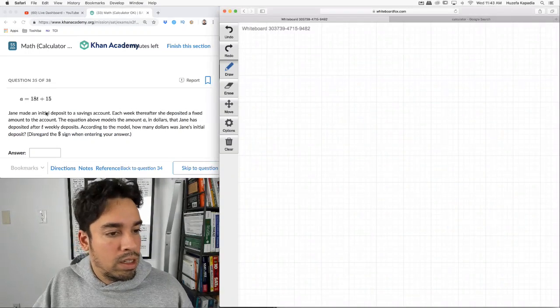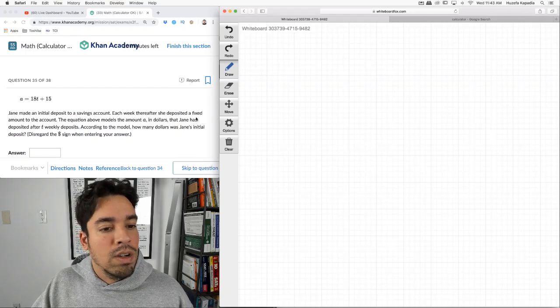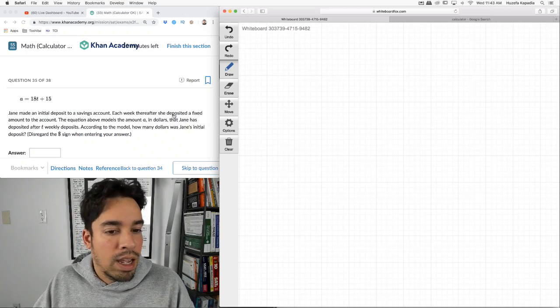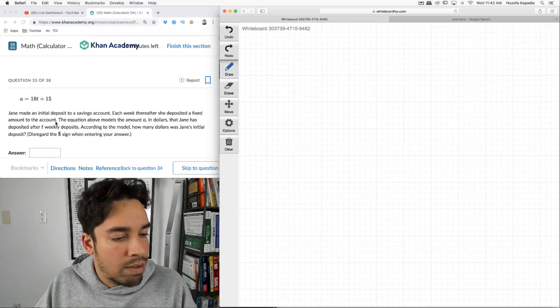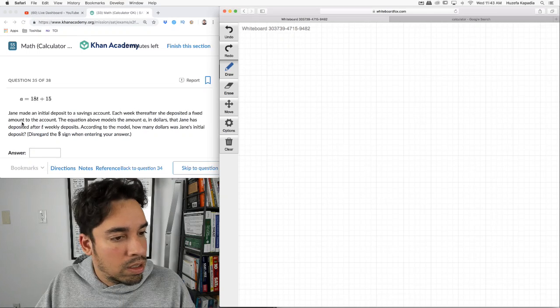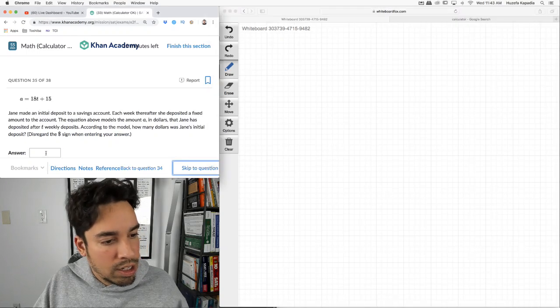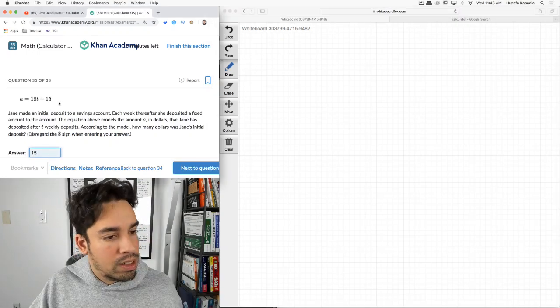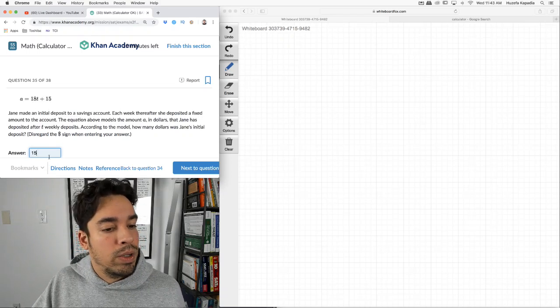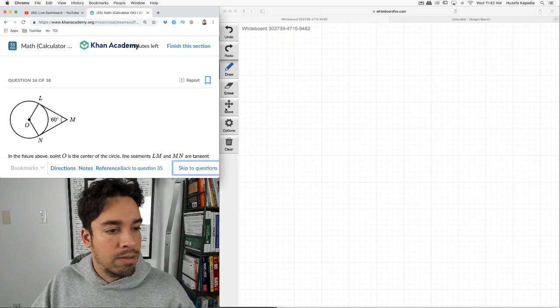A equals 18t plus 15. Jane made an initial deposit to a savings account. Each week thereafter, she deposited a fixed amount to the account. The equation above models the amount A in dollars that Jane has deposited after t weekly deposits. According to the model, how many dollars was Jane's initial deposit? Oh, it's just this. They're just trying to get you to interpret this equation. 15 is like my y-intercept, and that's essentially what we're starting with. And then she's depositing $18 every week. So that's it. Next.